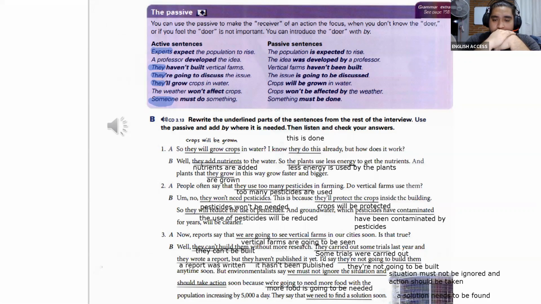Now, reports say that vertical farms are going to be seen in our cities soon. Is that true? Well, they can't be built without more research. Some trials were carried out last year and a report was written, but it hasn't been published yet. I'd say they're not going to be built anytime soon. But environmentalists say the situation must not be ignored, and action should be taken soon because more food is going to be needed with the population increasing by 5,000 a day. They say that a solution needs to be found soon.